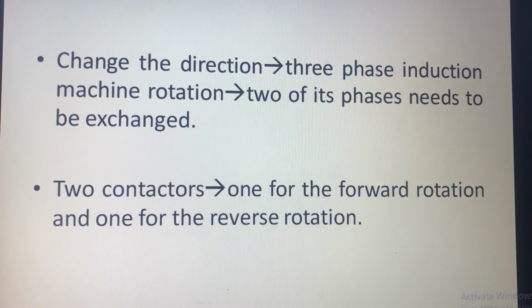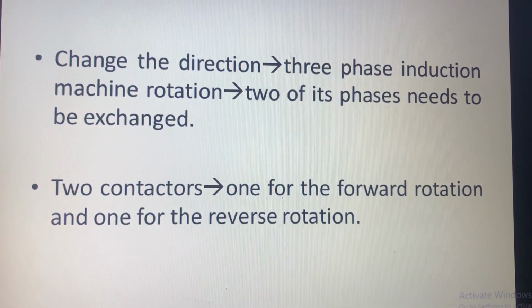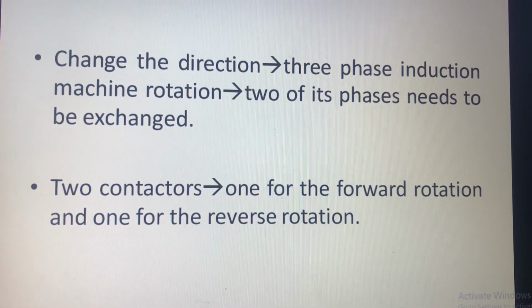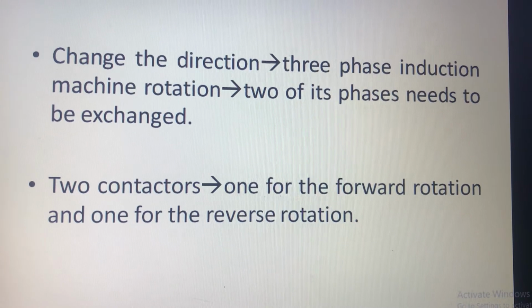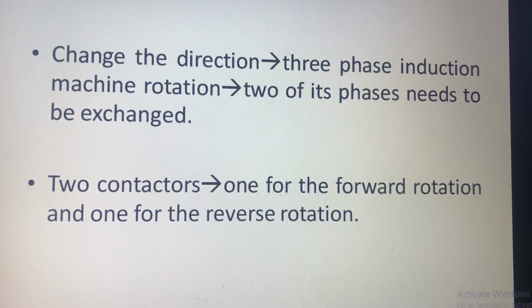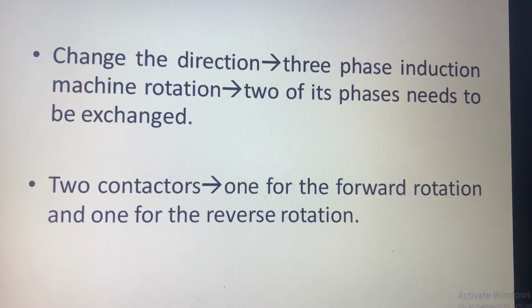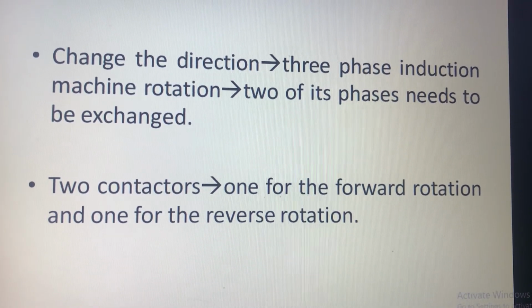So this can be accomplished by using two contactors. Basically, it is a contactor related circuit. By using two contactors, one for the forward rotation and another for the reverse rotation. So in coming slides, you will see that we are using two contactors for reversing the direction of three-phase induction motors.